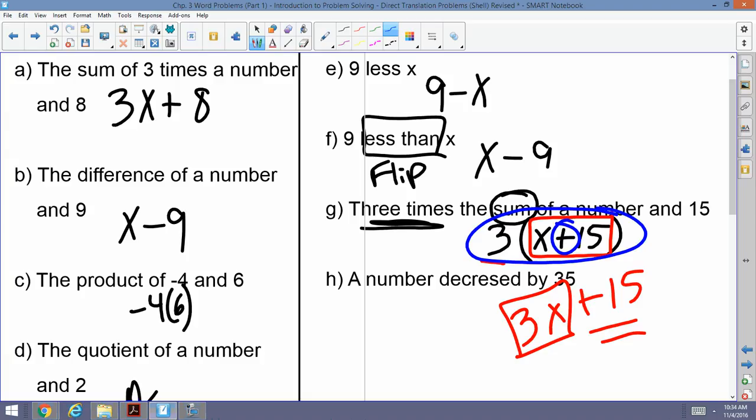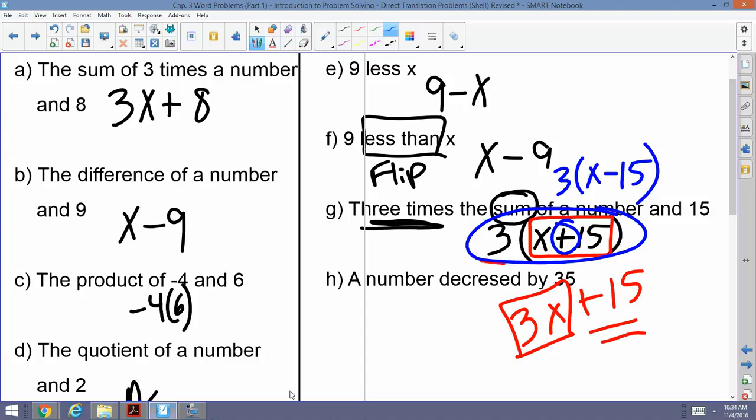I haven't done this one yet, my man. But for this one, I still want to do what I said. How would I change this plus sign to a negative? Yes, sir. Yes, I would say 3 times the difference of a number and 15. So if I wanted this to be negative, it'd be 3 times the difference of a number and 15. Does that make sense, y'all? Okay.